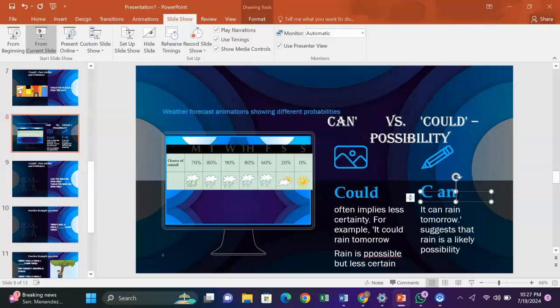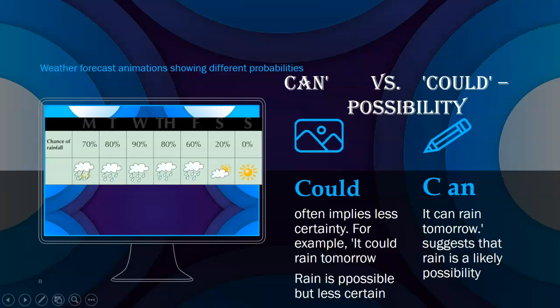Okay. So now I'm going to tell you the difference between can and could.